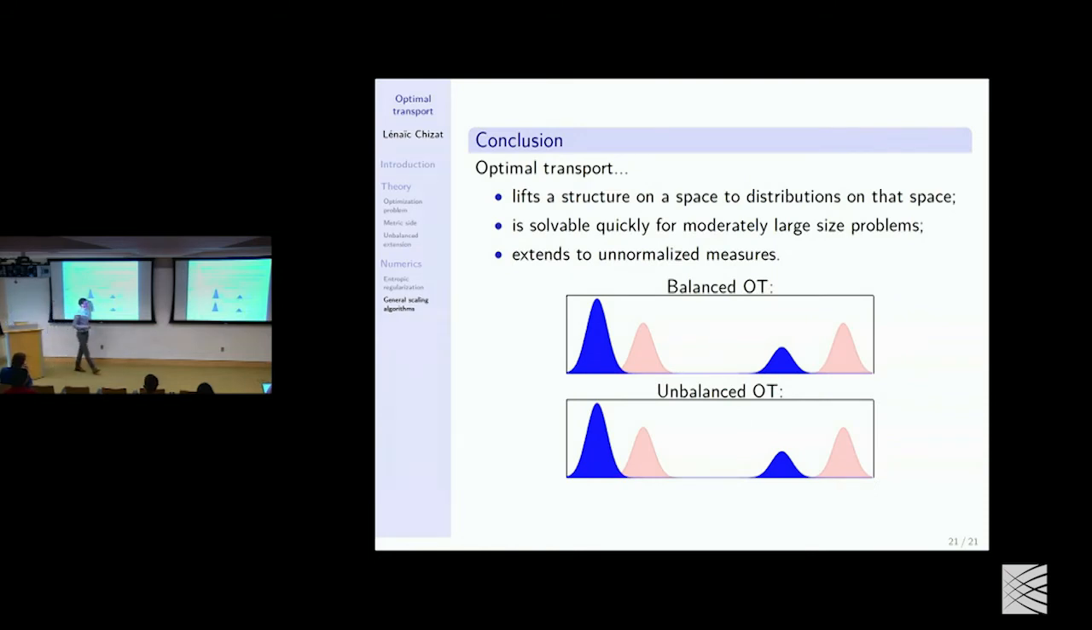The main messages have been that optimal transport allows to lift a structure on the space to a structure on the space of distributions on that space.